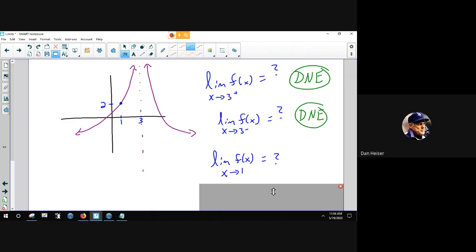Here's a limit. Limit of f of x as x approaches 1. There's a limit. As x approaches 1 from the left, as x approaches 1 from the right, we see the number 2. That will conclude our work with limits. And that concludes all our new material for pre-calculus.